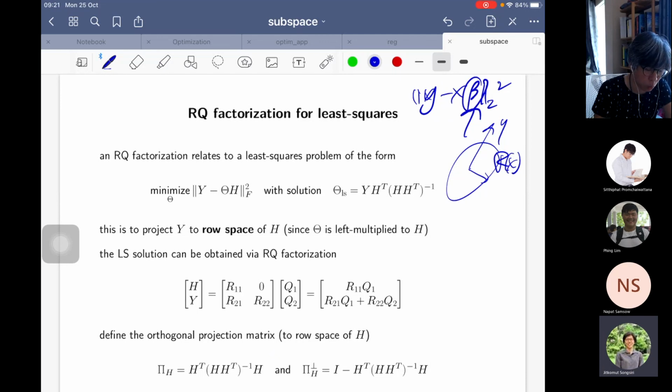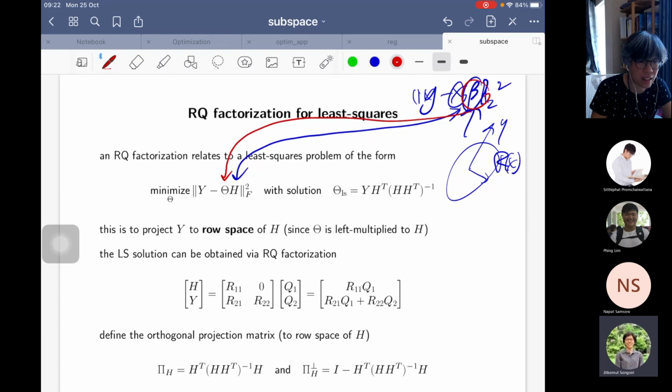Now in this slide, we consider a least squares problem in matrix form. The role of our x, which is a tensor matrix, is played here by a matrix H. So H plays the role of x. Our beta is actually theta. Theta plays the role of the unknown parameter that is going to be estimated. But you see here that theta multiplies H on the left hand side, instead of the least squares we saw before, beta times x on the right hand side.